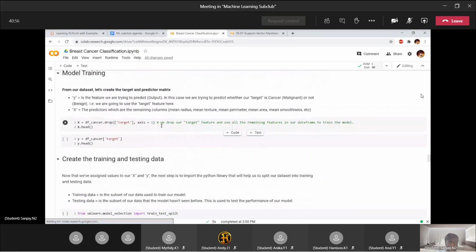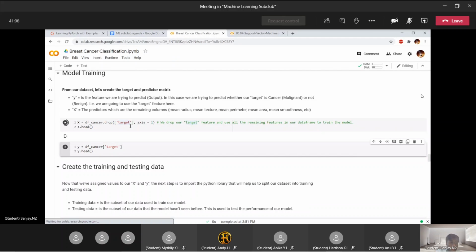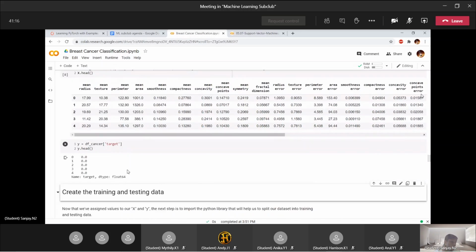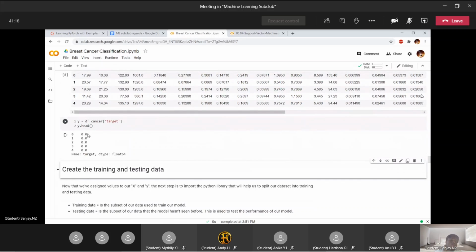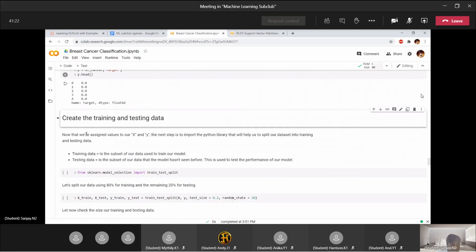First thing we do is we drop the dependent variable, which is whether it's benign or malignant, and we keep all the other columns. Then we make the y, the dependent variable, whether they have a malignant tumor or not, where 0 represents malignant and 1 represents benign.